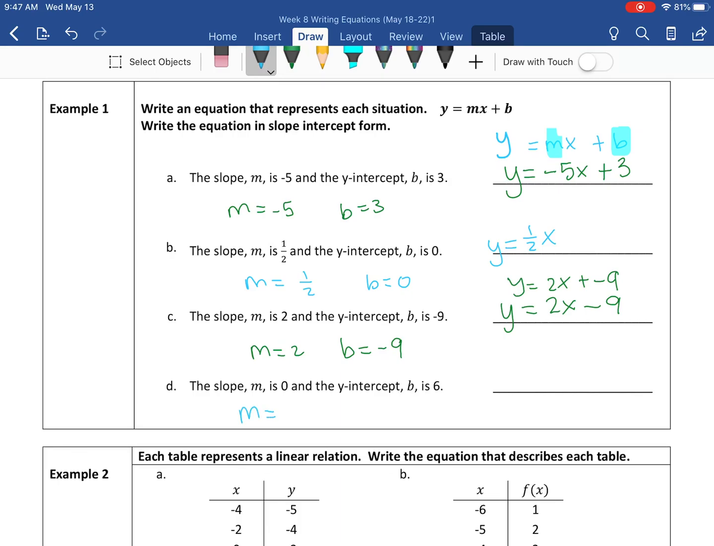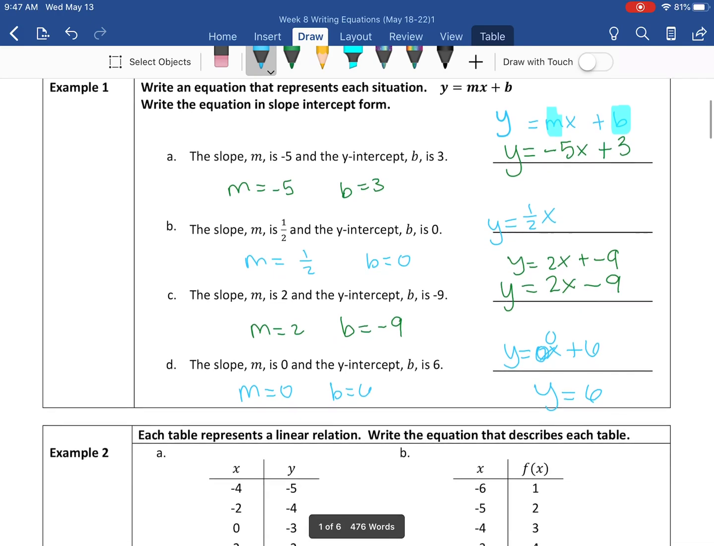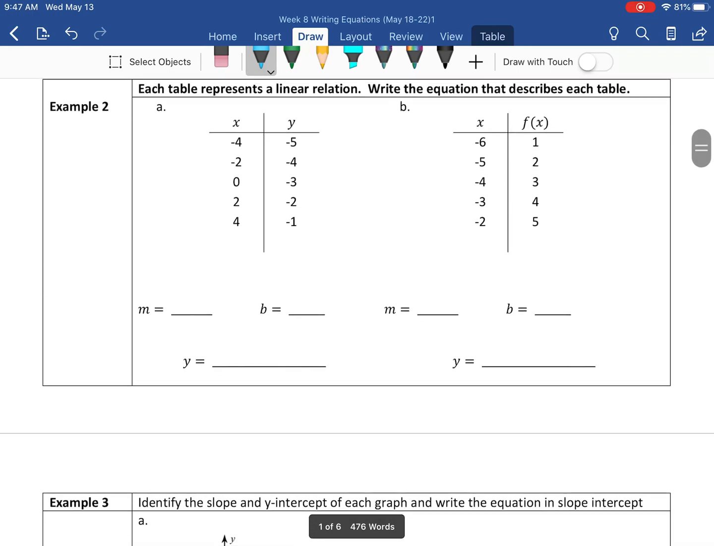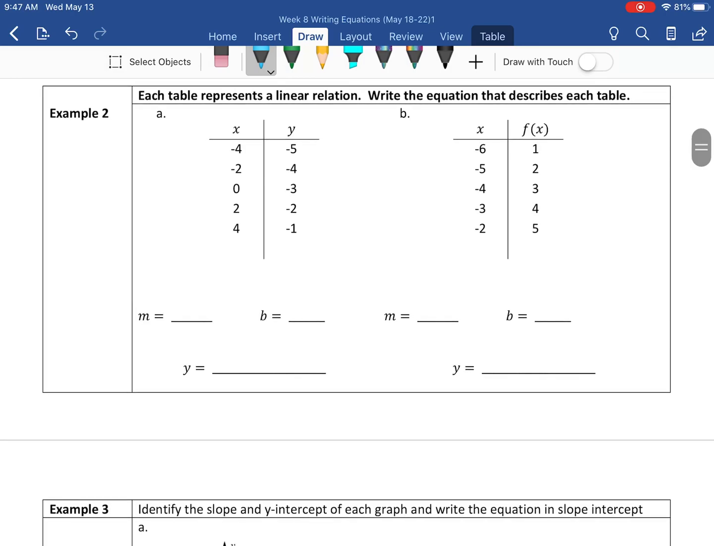M is 0 and b is 6. So if you had y equals 0x plus 6. But what is 0x? What does 0 times x really equal? Well, 0 times anything is really 0, so we could also write y equals 0x plus 6 as just y equals 6. And that's how you write an equation in slope-intercept form. Again, really important to remember that all you need in order to do this is the m value and the b value.